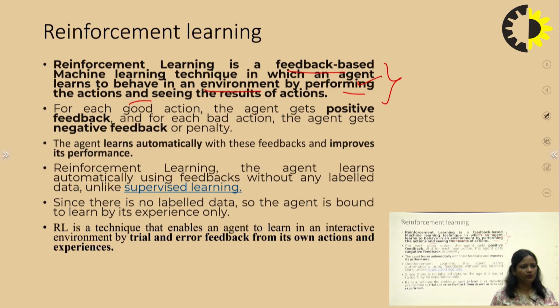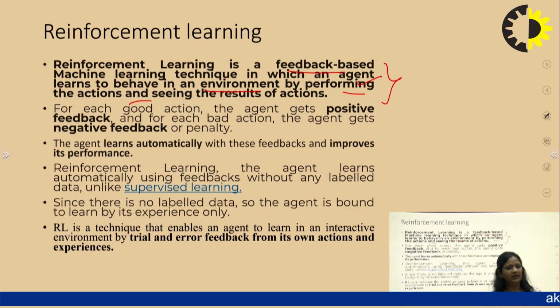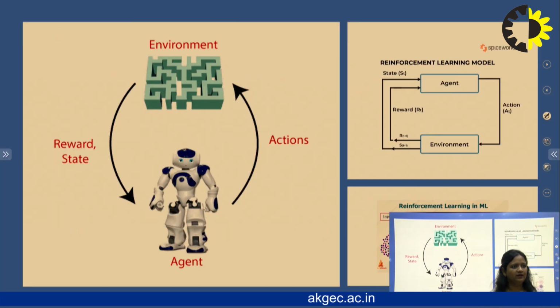Since there is no labeled data, the agent is bound to learn by its experience only. There is no labeled data, so the agent will learn on its own. It will learn only on a hit and trial basis.